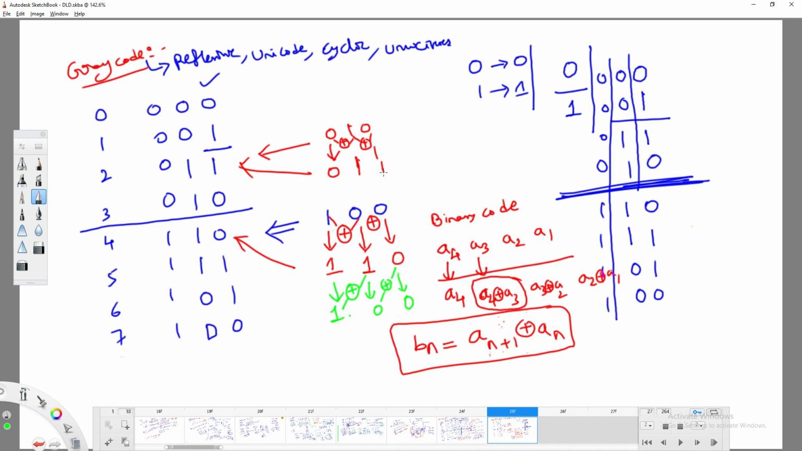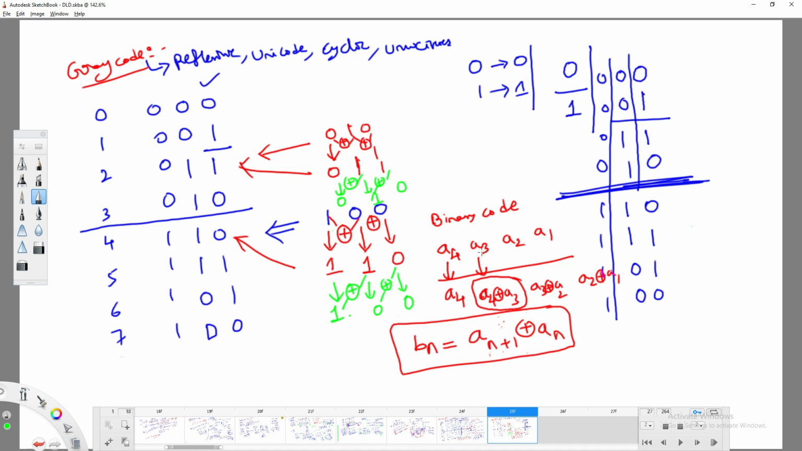See, observe 011. You write the first bit, 0, as usual. You have to perform XOR with 1. 0 XOR with 1 is 1. 1 XOR with 1 is 0. So you got 010, right? This is the procedure you have to follow while converting gray code to binary code.